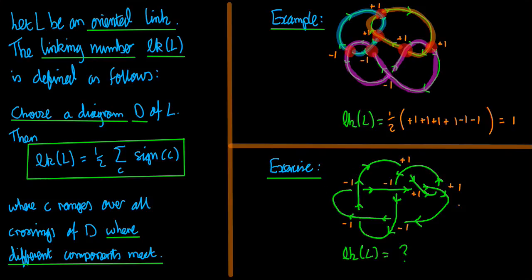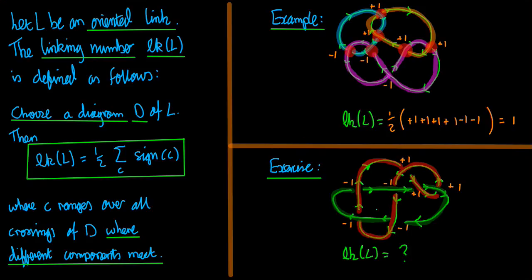Now I need to know which crossings I should count in the linking number. So let's work out how many components we have in our link. Well, here's one component, and here's another one. So there's two components, and at every crossing here, here, here, here, here, here, I have two components meeting, except there. Except at the top crossing where the red component crosses itself.